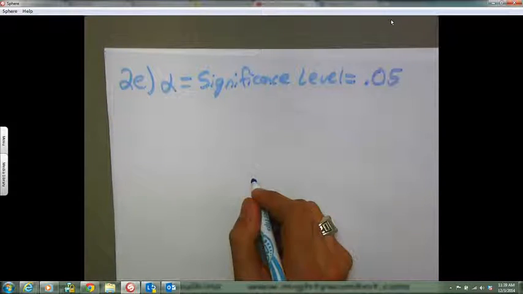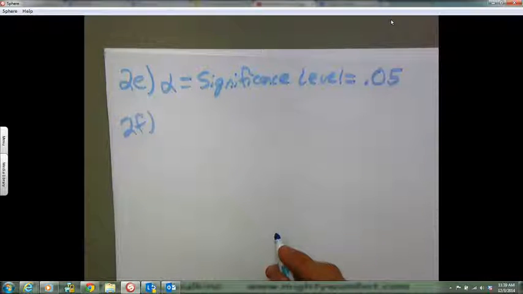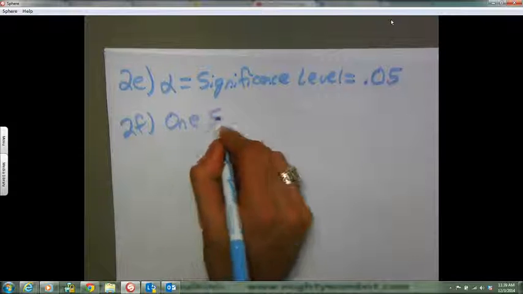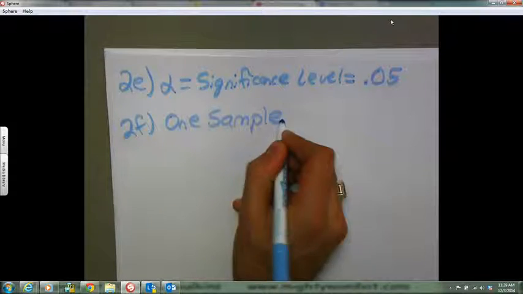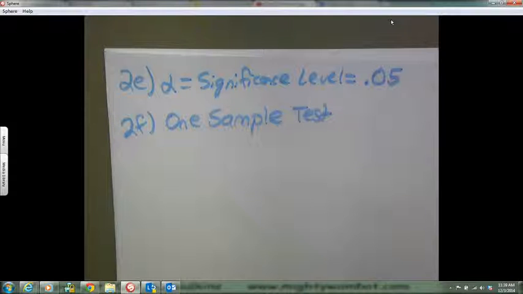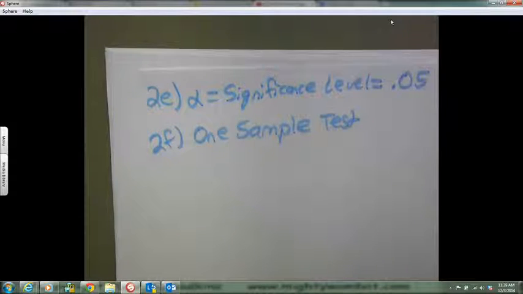And 2F, is this a one sample or two sample test? Well, this is a one sample test because we only have one sample: Mike's free throws. All right, so that is parts A through F of Mike's problem. Now, let me do problem 7 on the back, A through F.